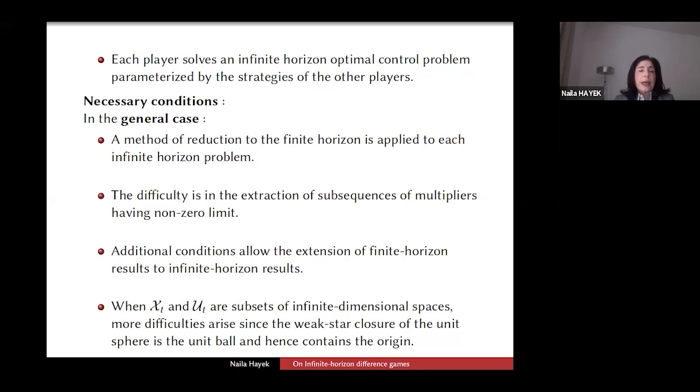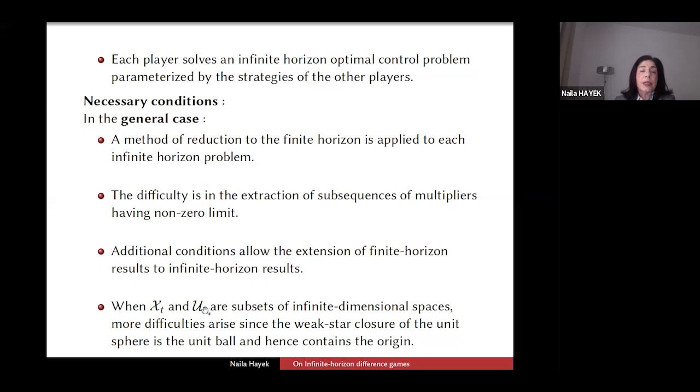In the general case, I will follow a method of reduction to the finite horizon that I will apply to each infinite horizon problem. The difficulty is subsequences of multipliers with non-zero limits. So I will add additional conditions to be able to extend my results of finite horizon to infinite horizon results.